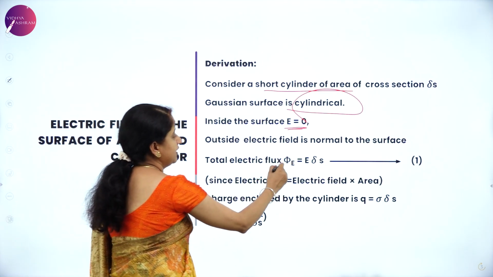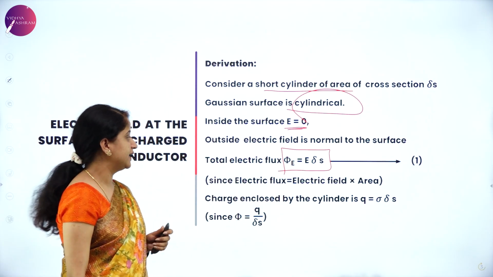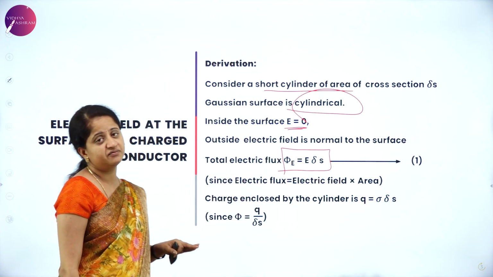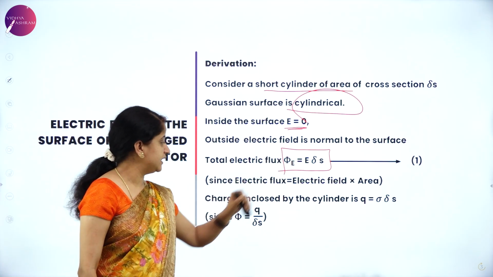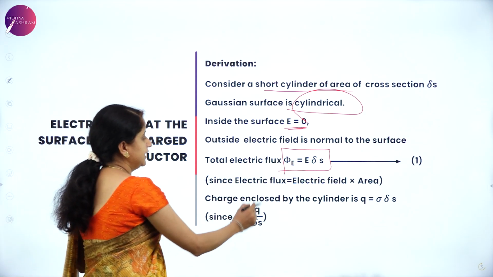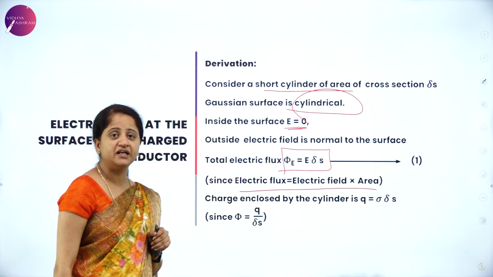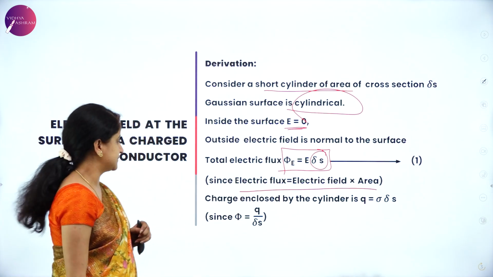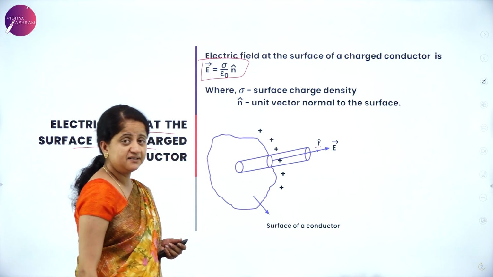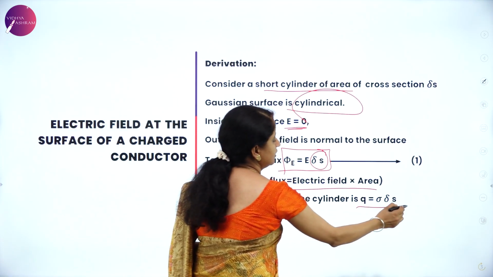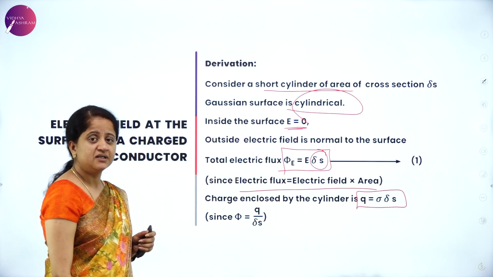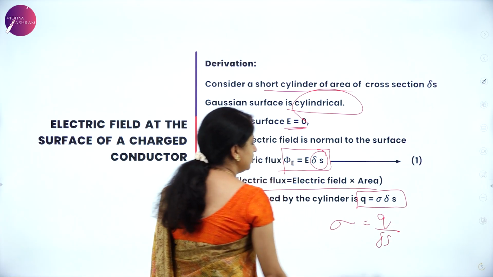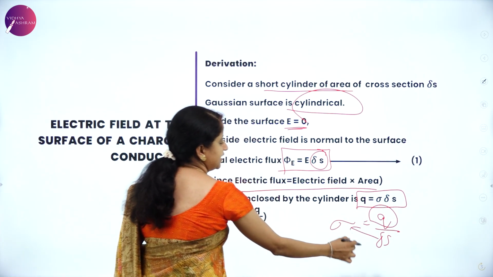So phi E is equal to E into delta S, that is nothing but the electric flux, that is number of field lines passing through the surface. Why? Because the electric flux is nothing but electric field into the area of cross section. The area of cross section we have is delta S. Now what is the total charge enclosed by the cylinder? We have to find out, that is Q is equal to sigma into delta S from surface charge density, because sigma is equal to Q divided by delta S as we know. So from this we can write Q equals sigma into delta S.